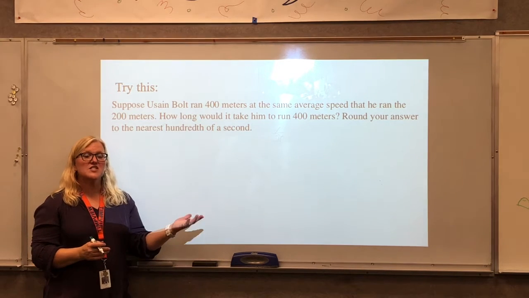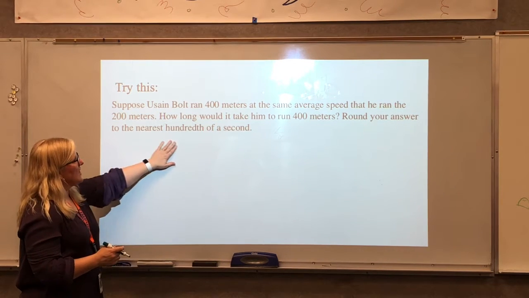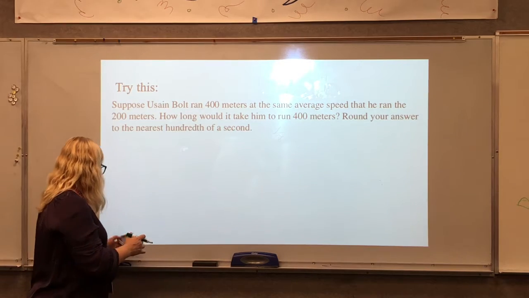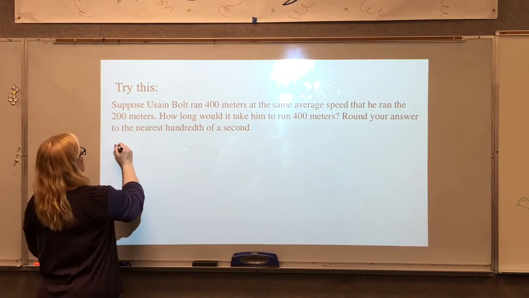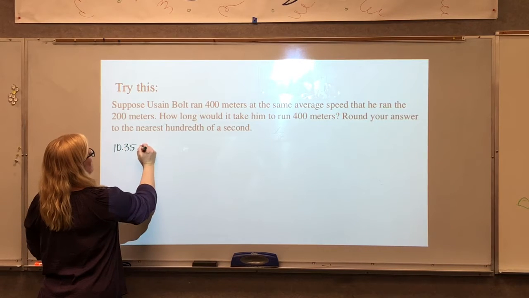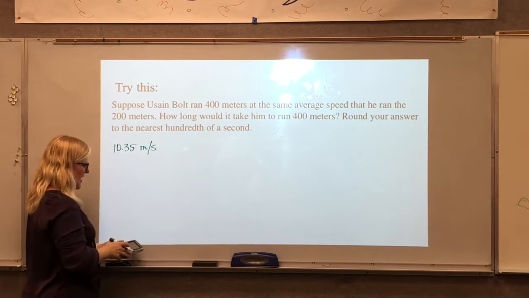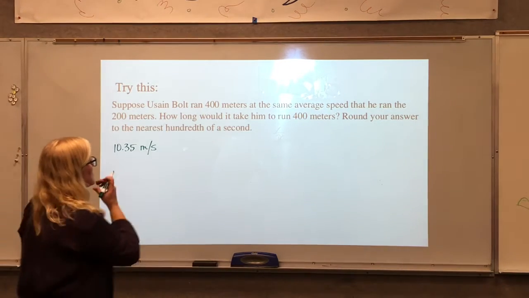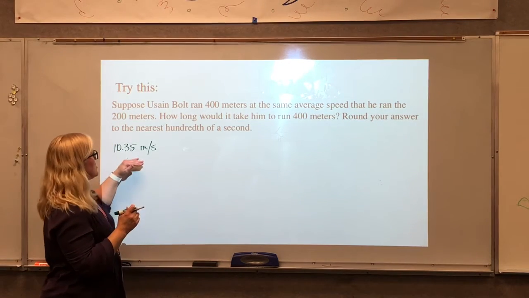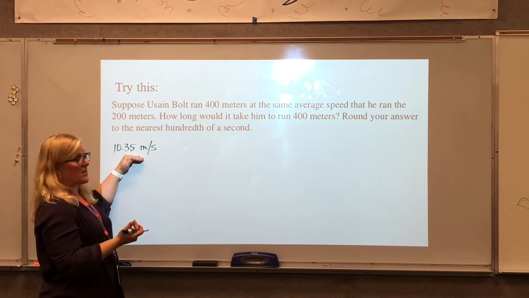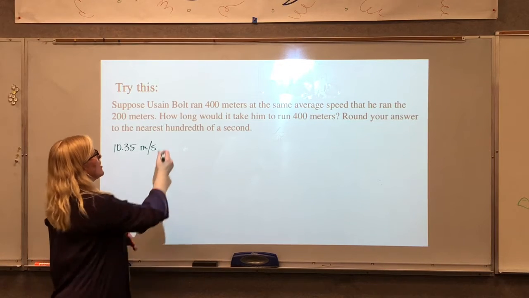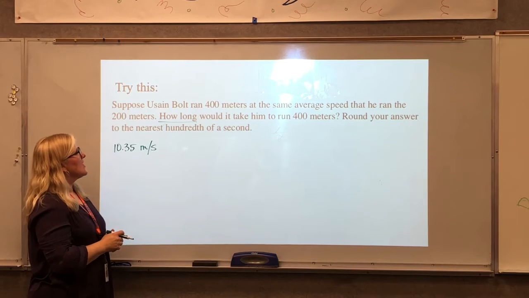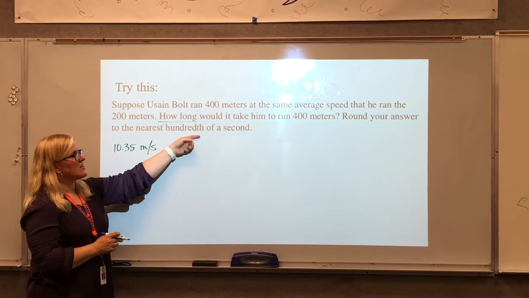All right, so in this problem, we actually needed to know the answer from the last one. And it was, he runs at 10.35 meters per second. Okay, so we have that information. It says, suppose he runs the 400 meters at the same average speed that he ran the 200 meters. How long would it take him to run the 400 meters? Round your answer to the nearest hundredth of a second.